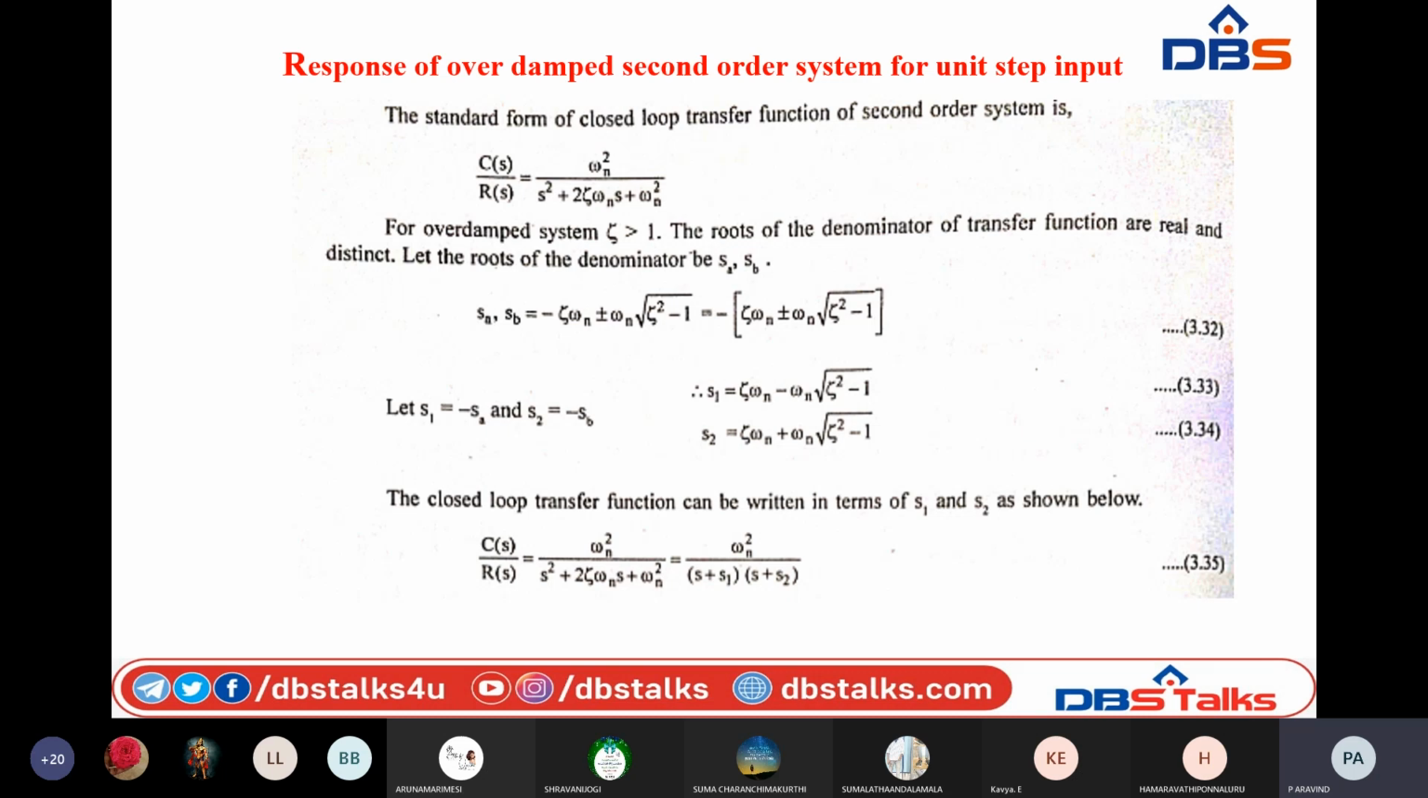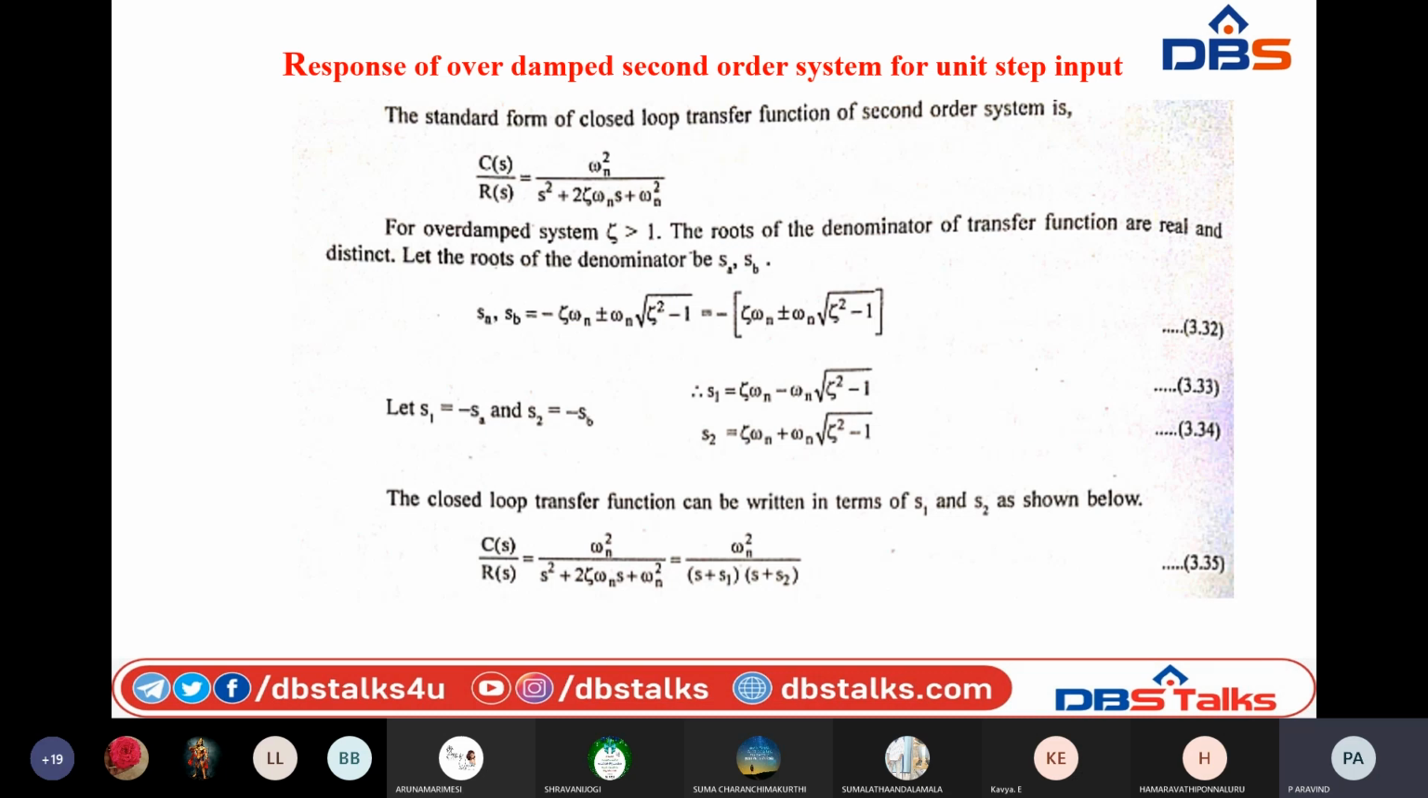So similarly here also we are going to find out the response in S domain first. So C of s equal to the product of R of s and the transfer function of the system. So substitute the value of R of s, that is 1 by s, into the transfer function. So omega n square by s into (s plus s1) into (s plus s2). So this is the response of the system in S domain.